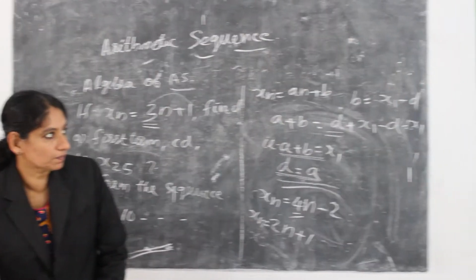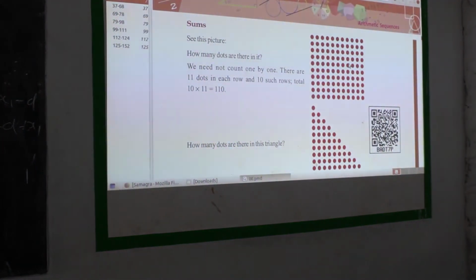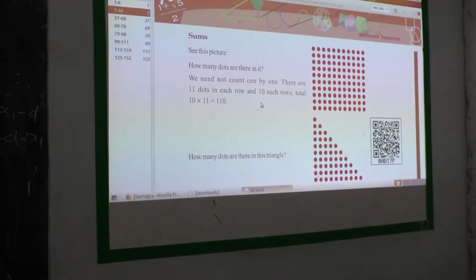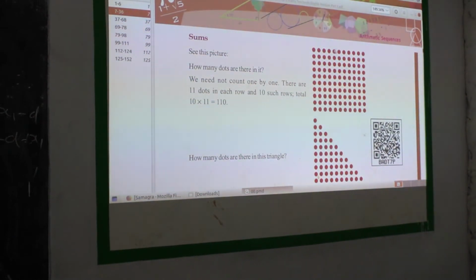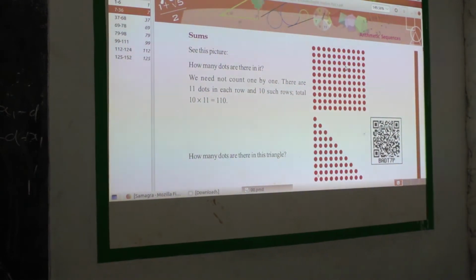Then see this picture. How many dots are there in it? We need not count one by one. There are 11 dots in one row and 10 such rows. Each row contains 11 dots. Then what is the number of dots? The total is 10 into 11, which is 110. So 110 dots are contained in this rectangle.